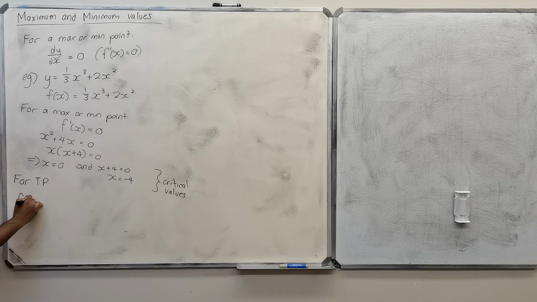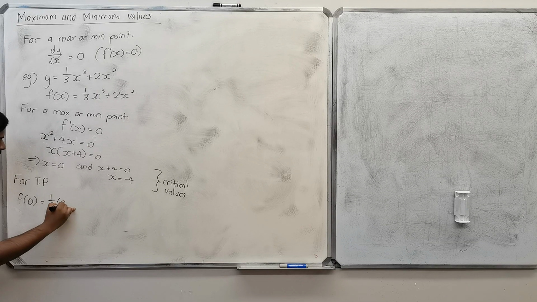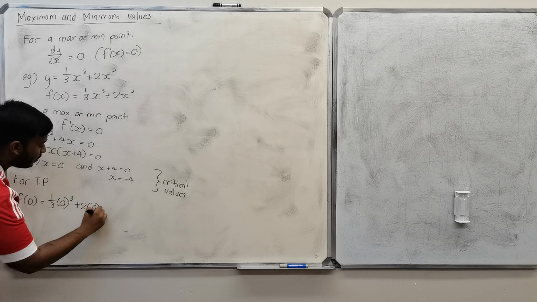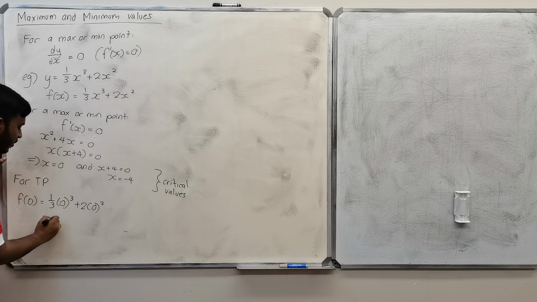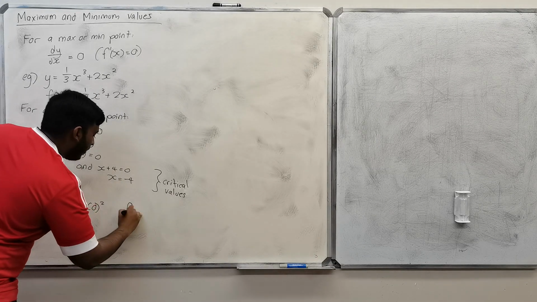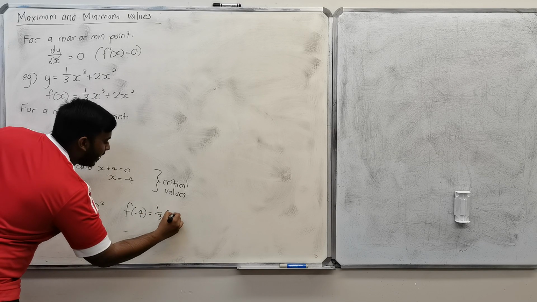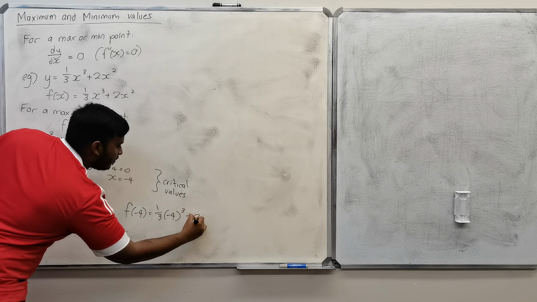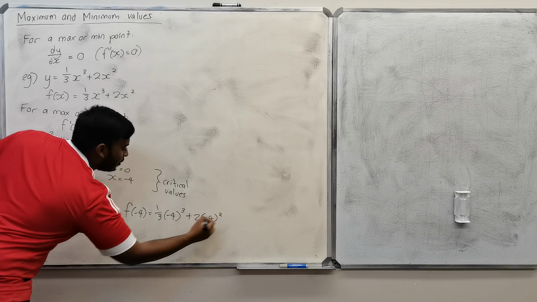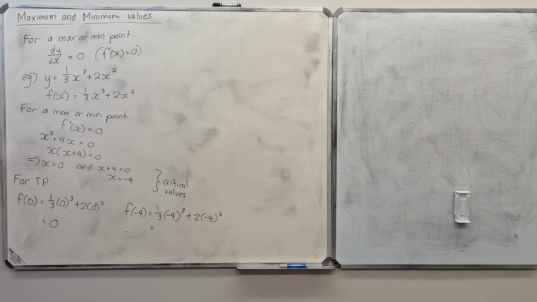So f of 0 is equal to, I'm basically substituting 0 for the value of x, 1 over 3 times 0 cubed plus 2 times 0 squared, and this would give you 0. And then if I do it for minus 4, it's going to be 1 over 3 times minus 4 cubed plus 2 times minus 4 squared. So what do you get there?